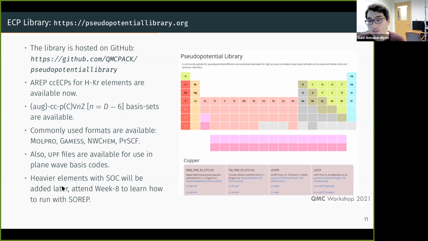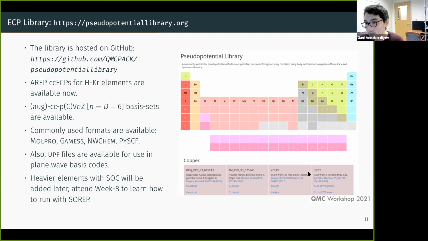We don't have heavier elements yet which include the explicit spin-orbit coupling, but that work is underway, so that's going to be added soon for some of these elements. And these elements so far are of the type AREP, which stands for averaged relativistic effective potential, so that the spin-orbit coupling is included in an averaged way. So these potentials don't have explicit spin-orbit coupling terms, but one does need to use them for heavier elements.